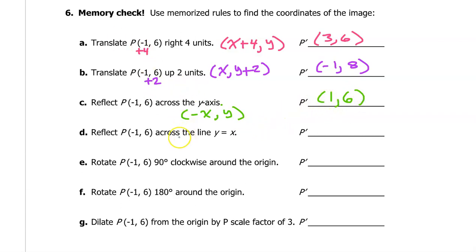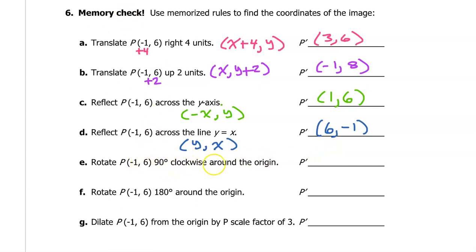Next, we are reflecting across the line y equals x. Our memorized rule is y, x. So the y value is 6, and the x value is -1. So there's my y, x.